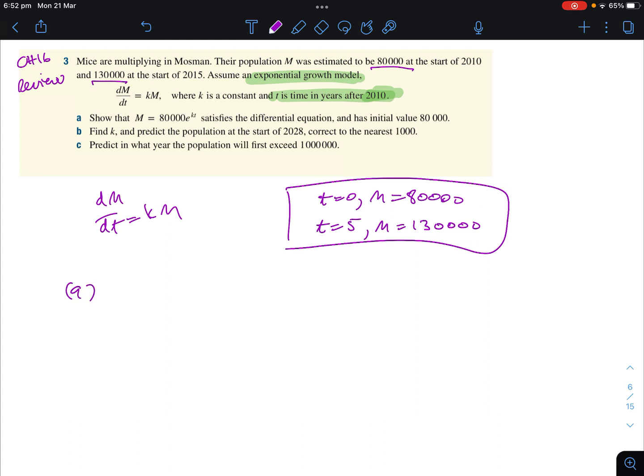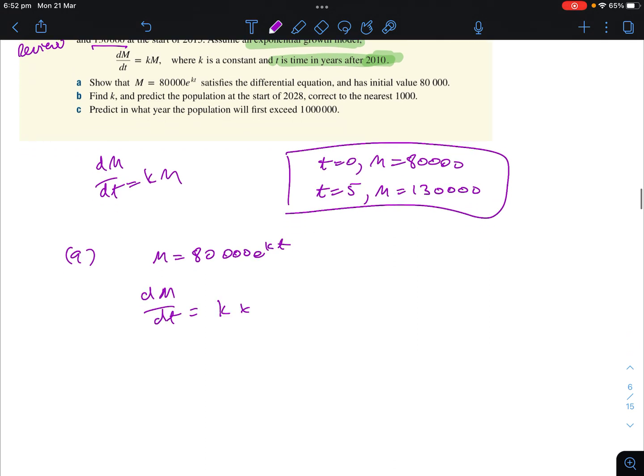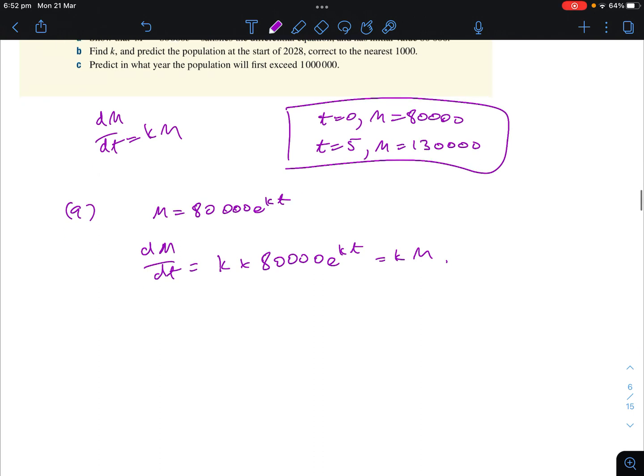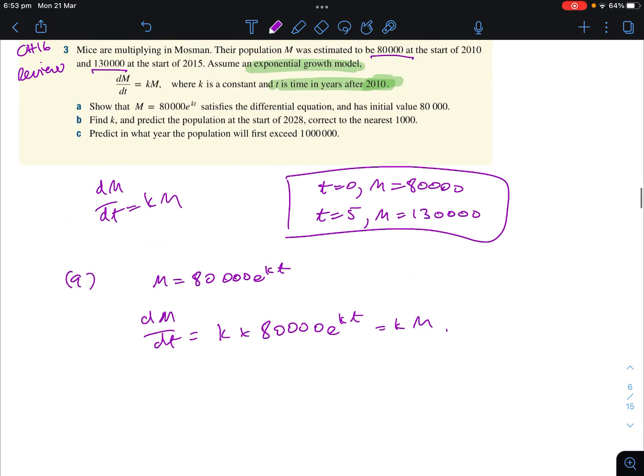In part A, it says, show that M equals 80,000 e to the kt satisfies the differential equation. All that's saying is, if M equals 80,000 e to the kt, then what's dM/dt? Well, dM/dt is k times 80,000 e to the kt, which is kM, which is a way of saying that this is a solution of this differential equation.